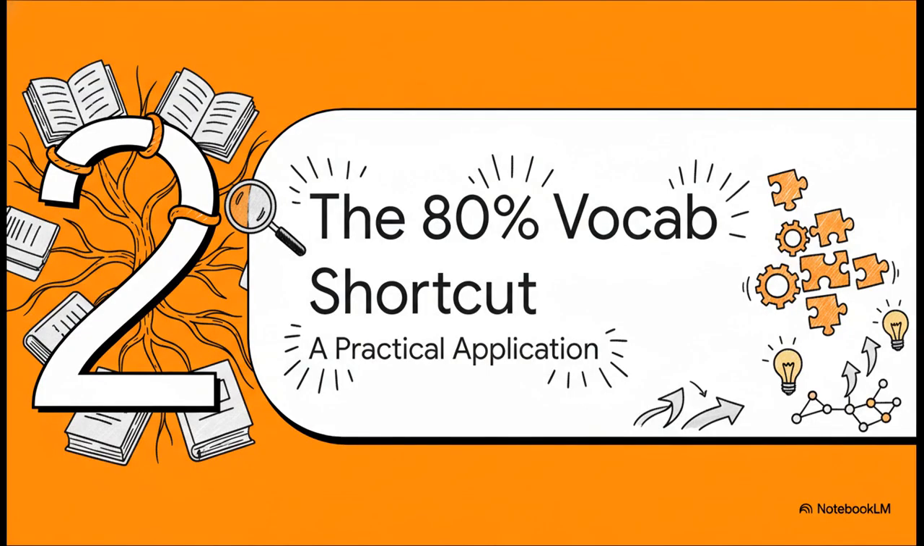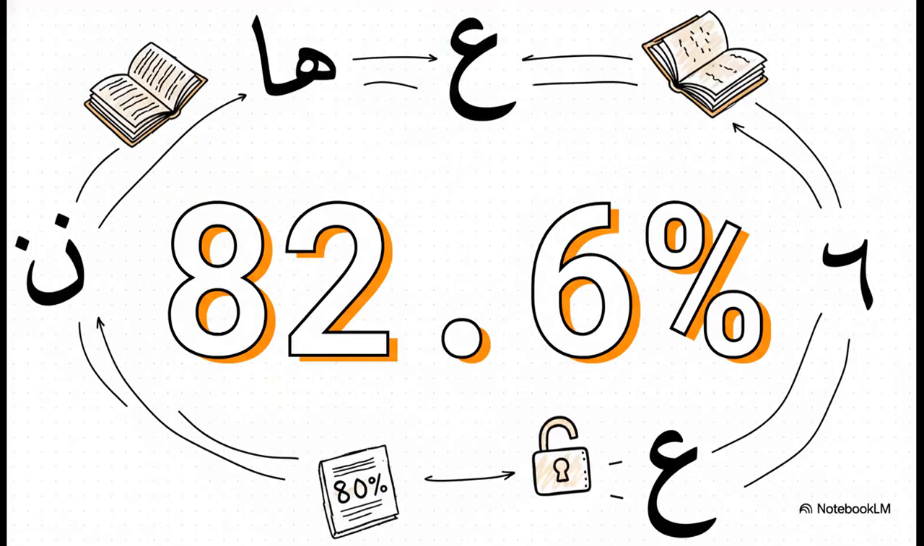Okay, so knowing the root system helps you use a dictionary. That's a total game changer. But how does it help you actually learn vocabulary faster? Well, let's look at this really fascinating tool that was designed for exactly that. Check out this number. This comes from a small but super powerful booklet called 80% of Quranic Words. Now, the title is actually being pretty modest. The words in this little booklet make up nearly 83% of all the words in the entire Quran.